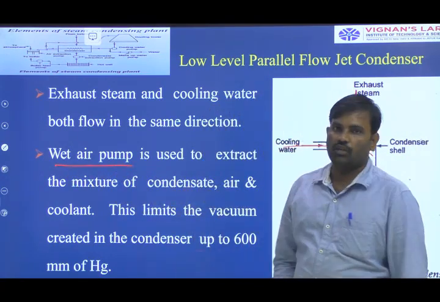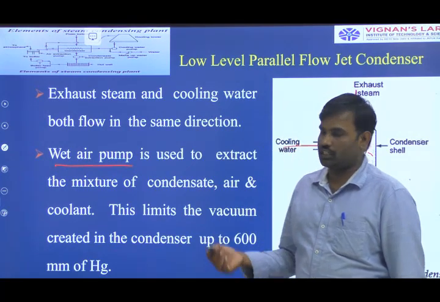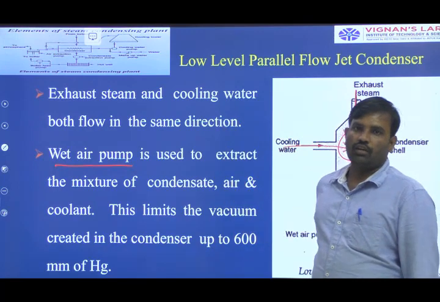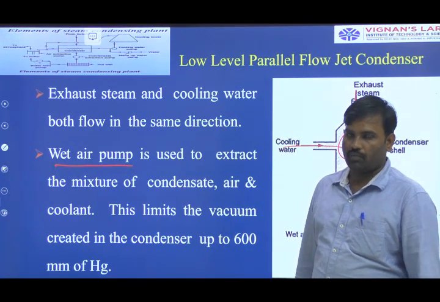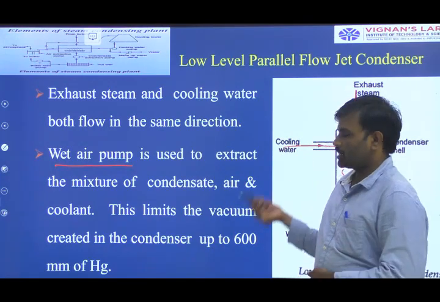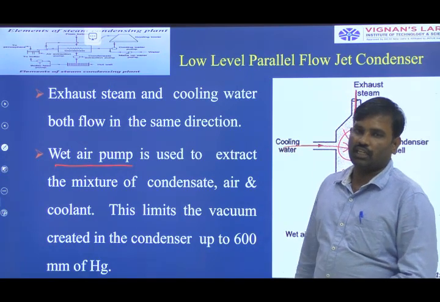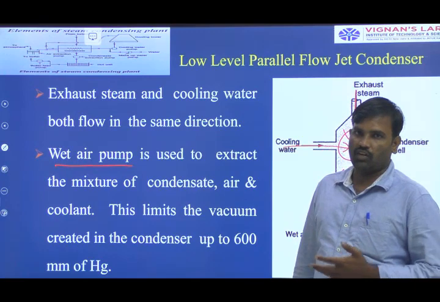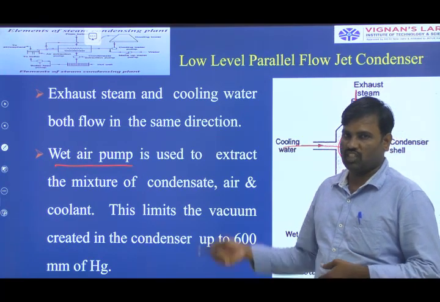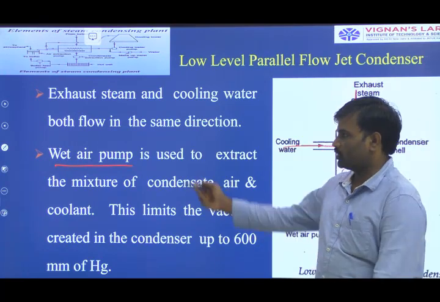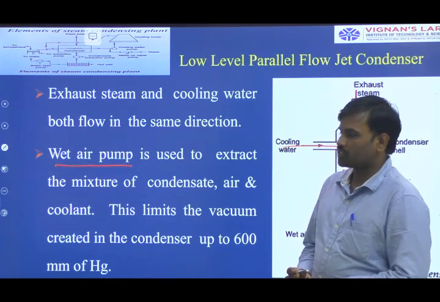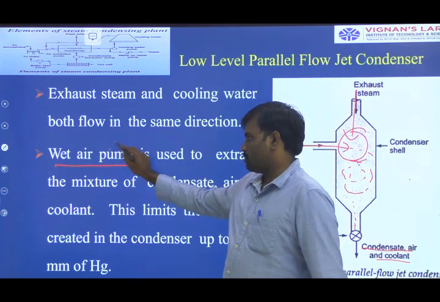We always use the air pump in order to create the working pressure inside the condenser section. Any type of condenser needs to have an air pump. If there is no air pump, we are unable to extract the air from inside the condenser to create the vacuum pressure. Only if there is vacuum pressure can the low pressure exhaust steam from the steam turbine easily enter the steam condenser section. For that purpose, we use the air pump.